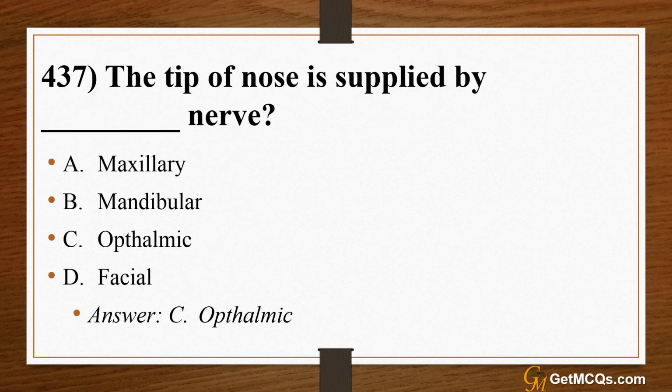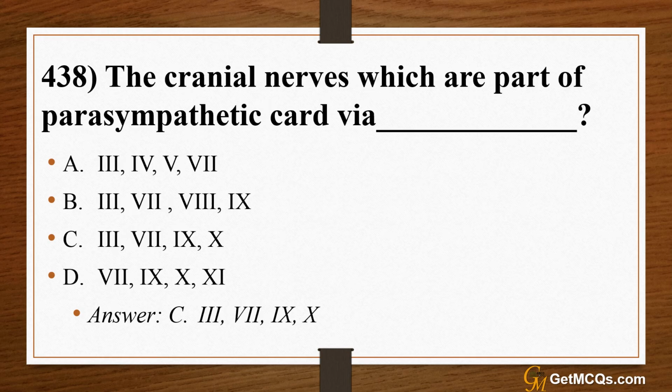437. The tip of nose is supplied by nerve? Answer: C. Ophthalmic. 438. The cranial nerves which are part of parasympathetic outflow are? Answer: C. 3, 7, 9, X.